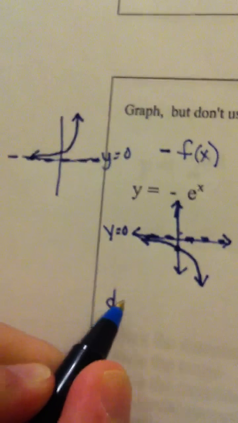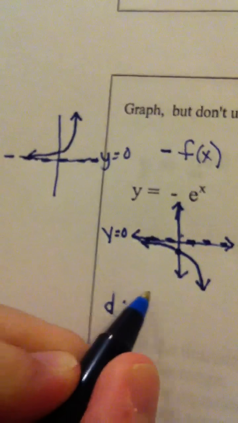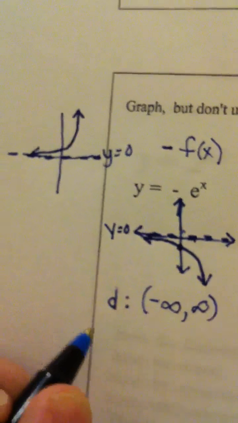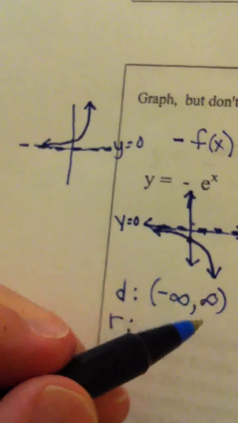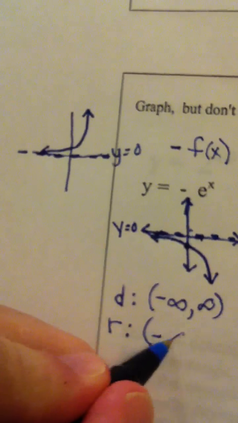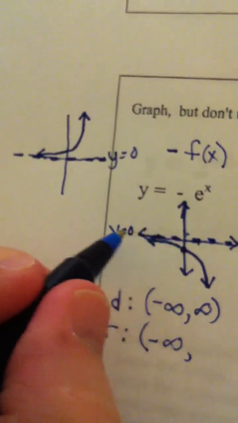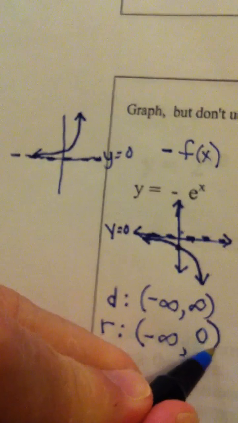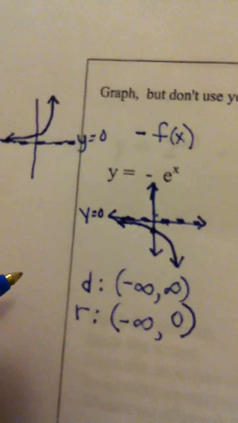The domain here, when I scan from left to right, is still all real numbers. The range here, however, coming from bottom to top, we would be coming from the direction of -infinity, and y is 0, but we put a paren on it since we don't reach it.